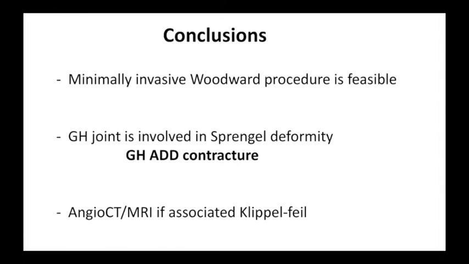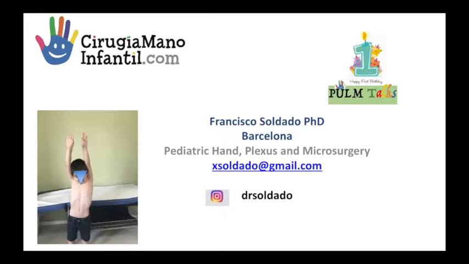So the conclusion is that minimally invasive procedure is feasible. The glenohumeral joint is also involved, but probably only is significant clinically regarding the adduction contracture in very severe cases. And finally, that if you have a Klippel-Feil and a Sprengel deformity, you have to do a vascular study.